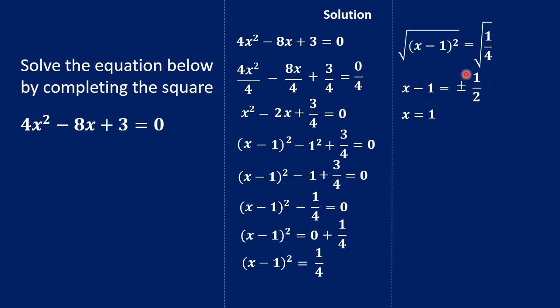Negative 1 will cross the equal to sign to become positive 1. And we have plus or minus 1 over 2. So x is 1 plus 1 over 2, which is 3 over 2, or x is equal to 1 minus 1 over 2, which is 1 over 2. So these are the roots of the quadratic equation.